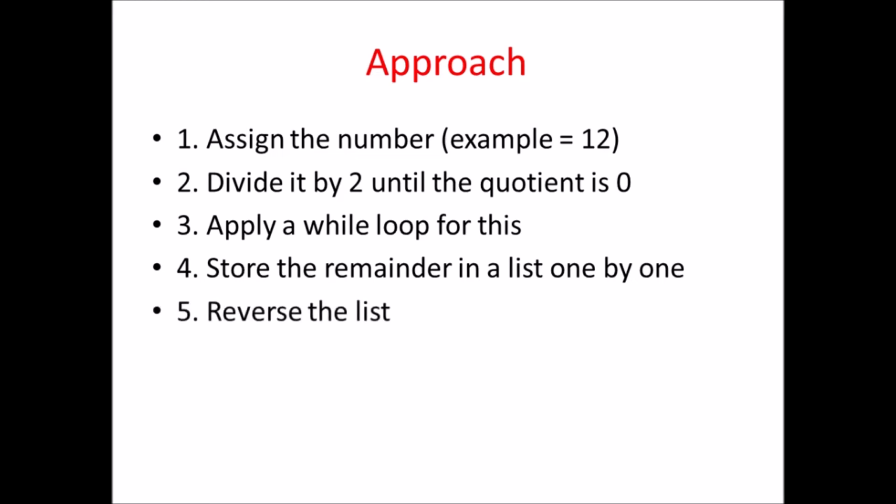Then we have to reverse the list. Why? Because all the remainders are in the reverse order. We have to take it not as 0 0 1 1 but as 1 1 0 0, like we saw for 12 in the previous example, and then just print the binary number out. Okay, so enough of the concepts, and now let's begin to code.